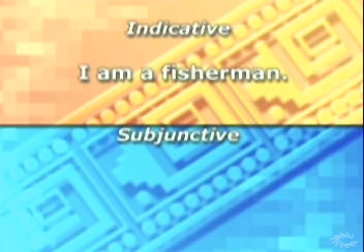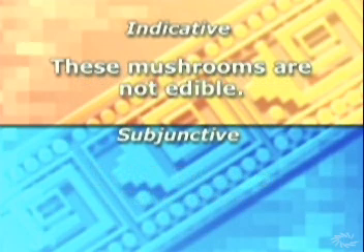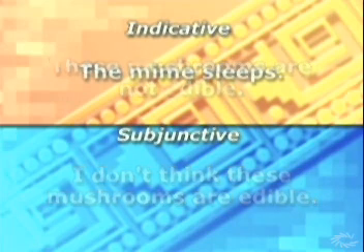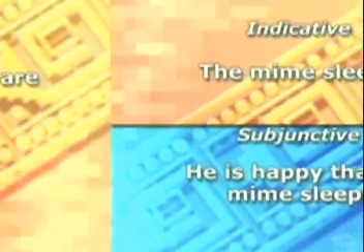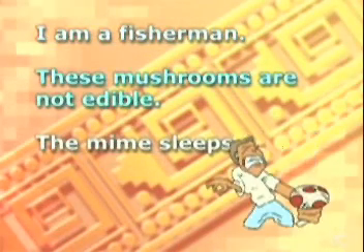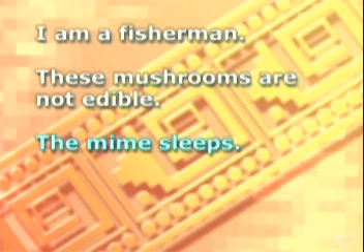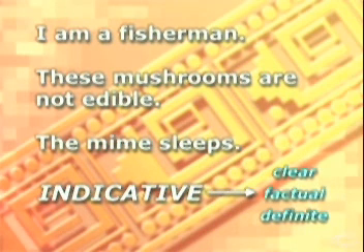I am a fisherman. I wish I were a fisherman. These mushrooms are not edible. I don't think these mushrooms are edible. The mime sleeps. He is happy that the mime sleeps. Look at the sentences. I am a fisherman. These mushrooms are not edible. And the mime sleeps. The mood of these sentences is indicative because their actions are clear, factual, or definite.